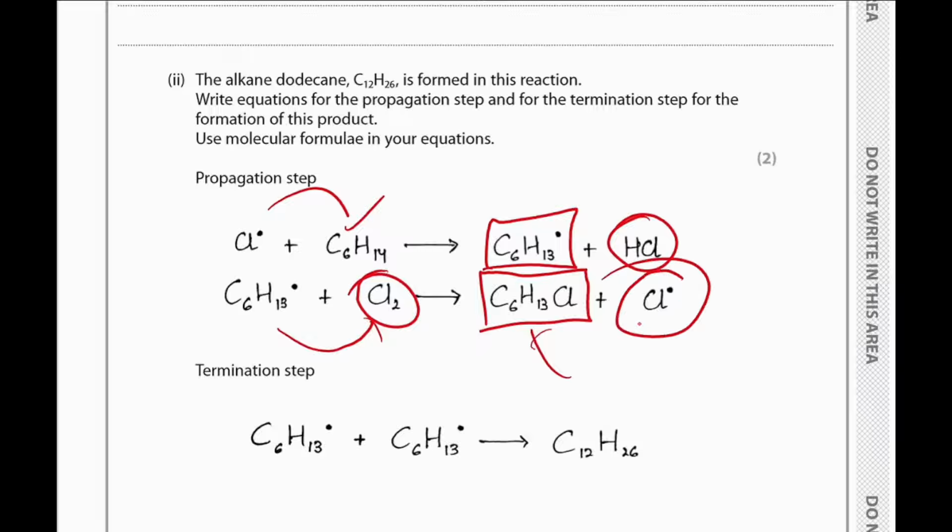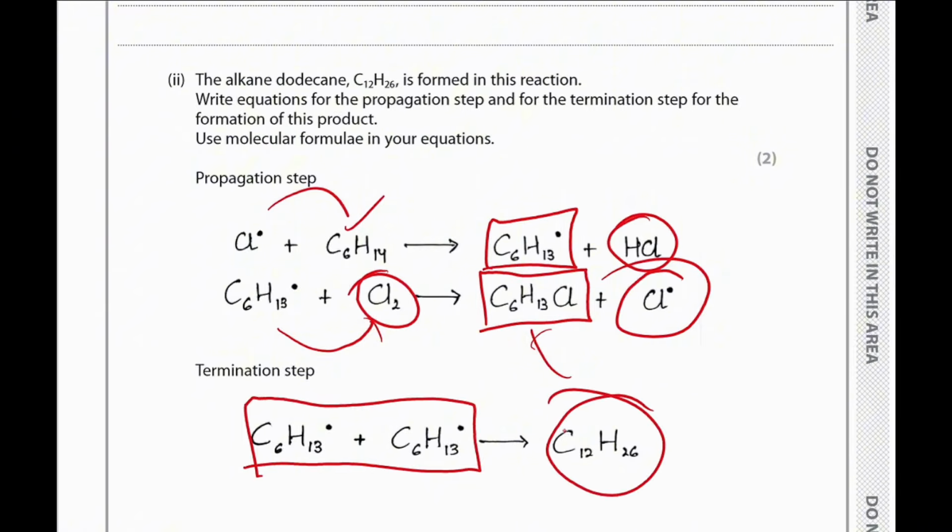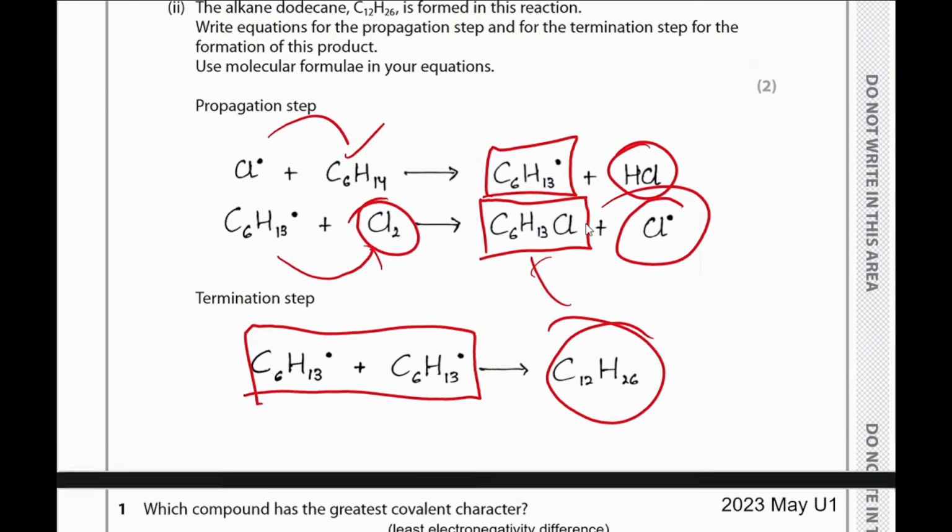Now, whatever radicals are present that have been produced in the initiation and propagation steps react together during the termination step to produce the final product. So, in other words, the termination step ensures that no radicals are left at the end of the reaction.